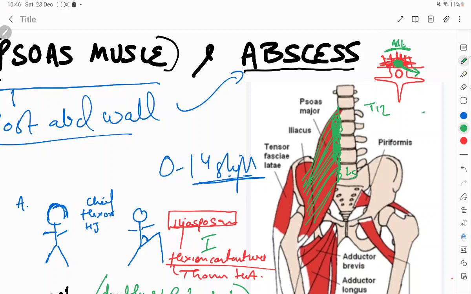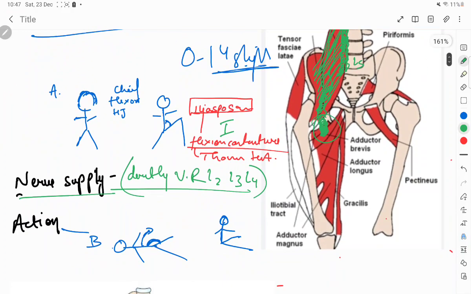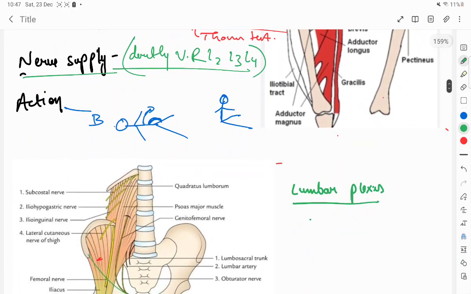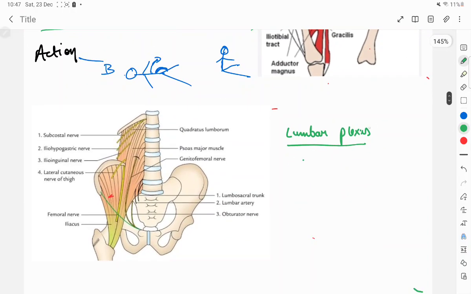Now this psoas abscess can trickle down up to its insertion into the iliacus muscle, and within the iliacus muscle also it can seep in, it can come below the inguinal ligament, forming a soft swelling here and a soft swelling in the femoral triangle. So this will be a soft swelling. This is how the psoas abscess can trickle down up to the femoral triangle, and this is how it is formed. One more important thing you must know about the psoas muscle is that the whole of the lumbar plexus actually is present within the substance of this muscle.